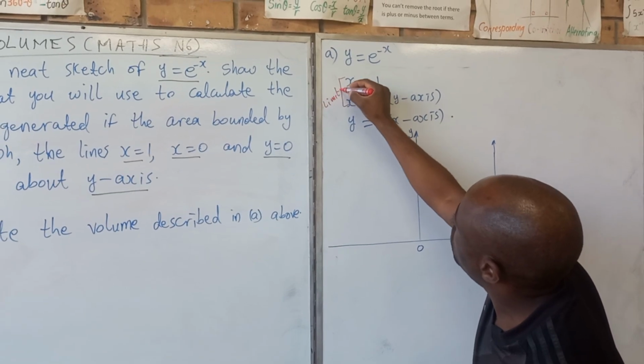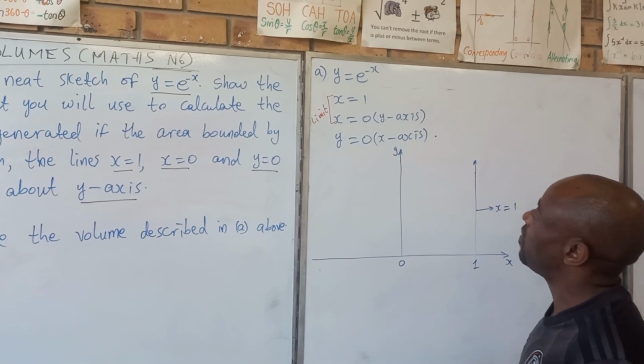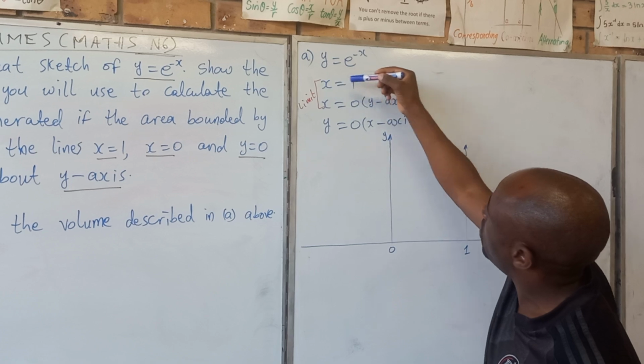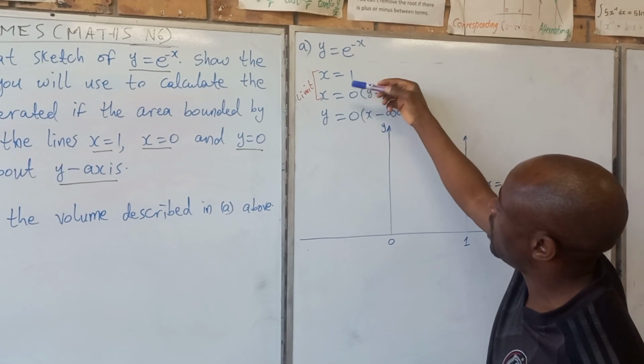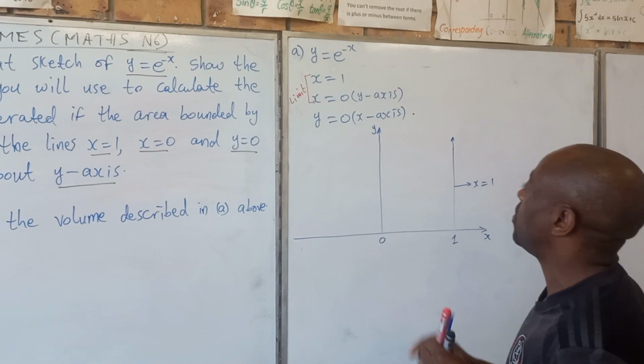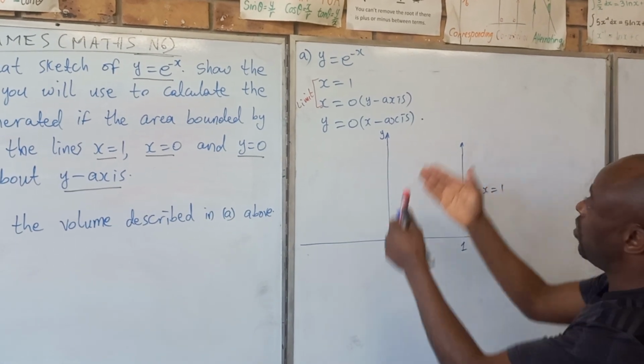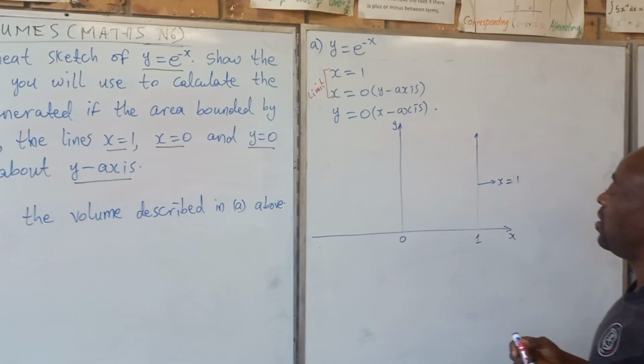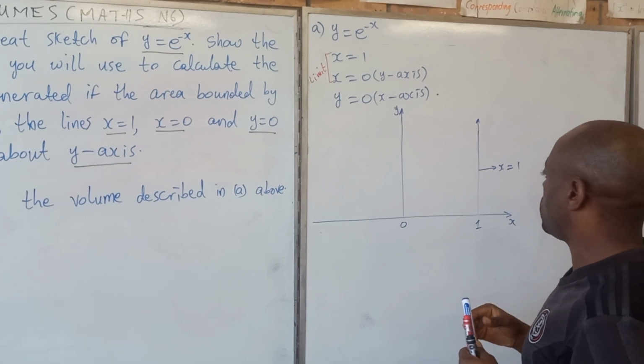Why did I pick these 2? Because limits must come from the same axis. You see, it's x equal to 1, x equal to 0. I can't be using x equal to 0 and y equal to 0. The 2 limits must come from the same axis, either the x or the y. So it's easy for me to see that those are my limits. So these limits should guide me.